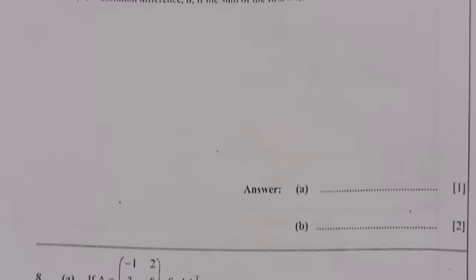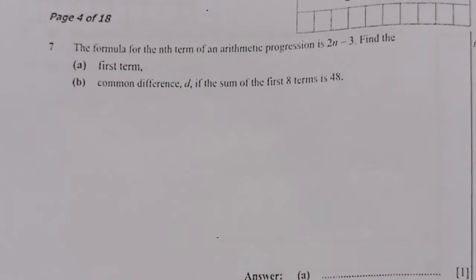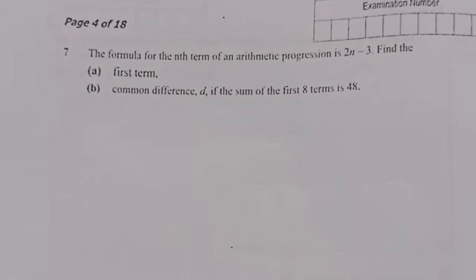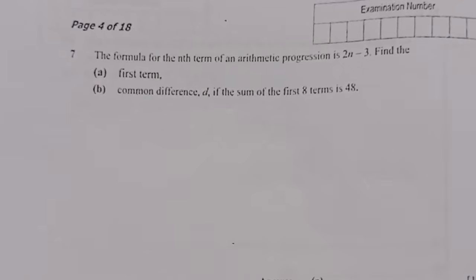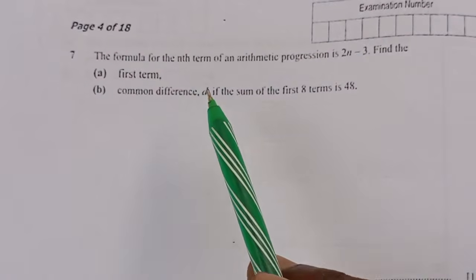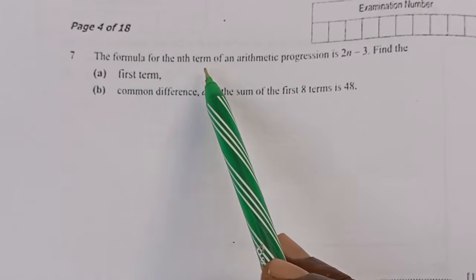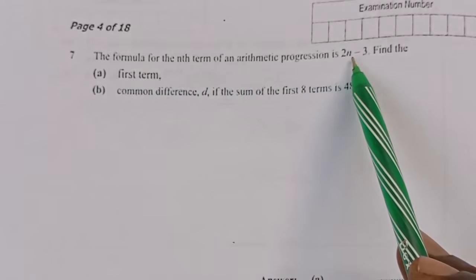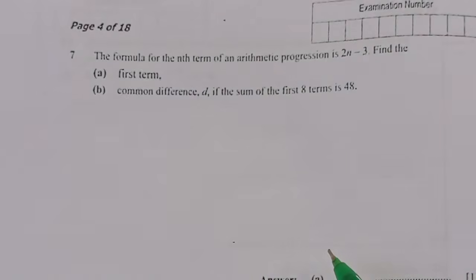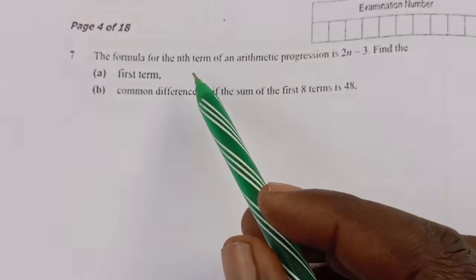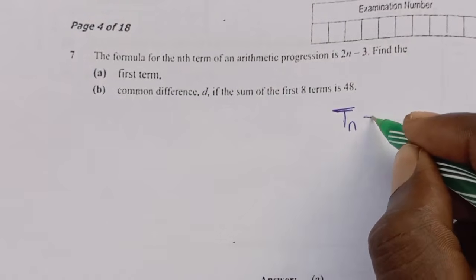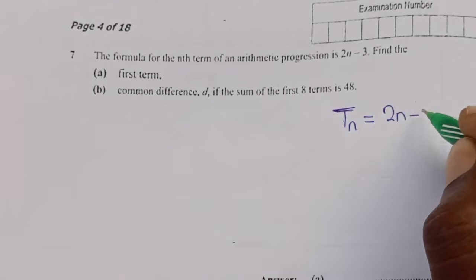We move now to question number 7. I guess everyone is able to see. Question number 7 is saying, the formula for the nth term of an arithmetic progression is given as 2n minus 3. Find the first term. You are told to find the first term. So the formula for the nth term is equal to 2n minus 3.